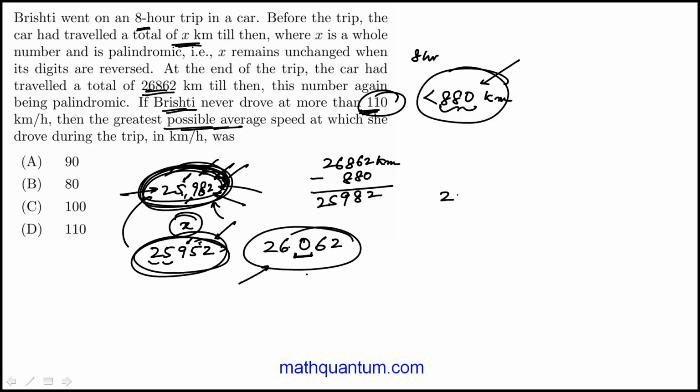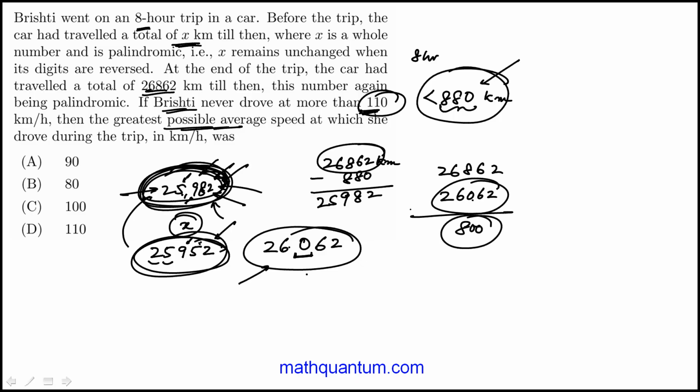And to figure out how much distance Brishti actually drove, I have to figure out the difference between that and the final reading. So I just have to find this difference, and you'll see that difference is 800 kilometers. And since the trip was 8 hours, the greatest possible average speed will be 800 over 8, or 100 kilometers per hour.